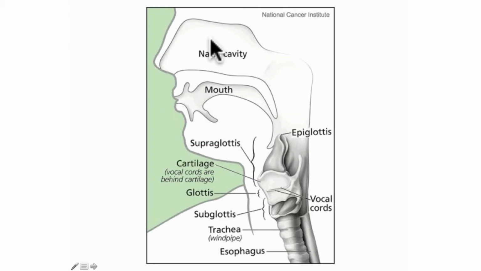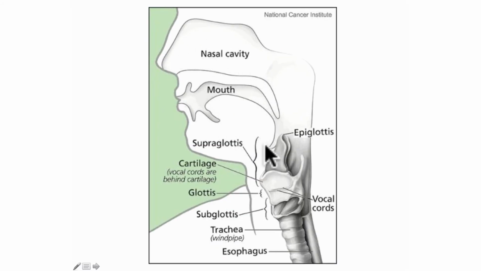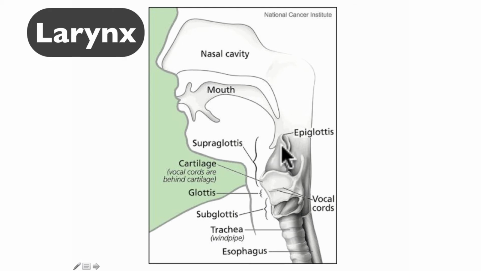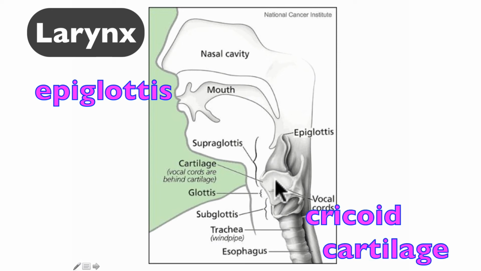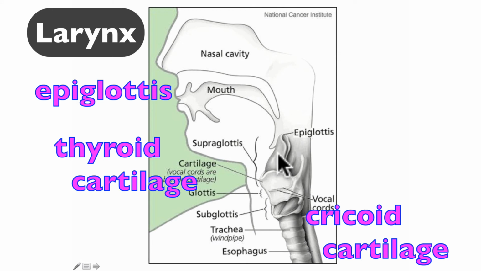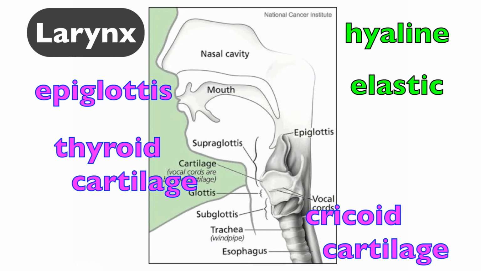Here we get a better look at the upper respiratory system, nasal cavity, oral cavity, and here we can see the larynx, which is bound superiorly by the epiglottis and inferiorly by the cricoid cartilage. This right here is the thyroid cartilage. There is actually an epiglottal cartilage within the epiglottis. The larynx is composed of 9 cartilages, 8 of which are composed of hyaline cartilage, and the cartilage within the epiglottis is composed of elastic cartilage.